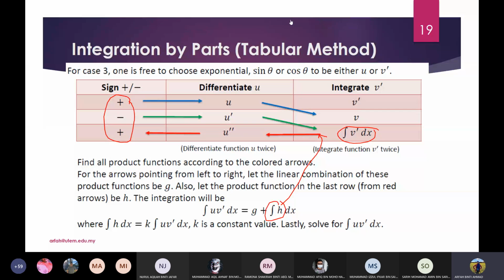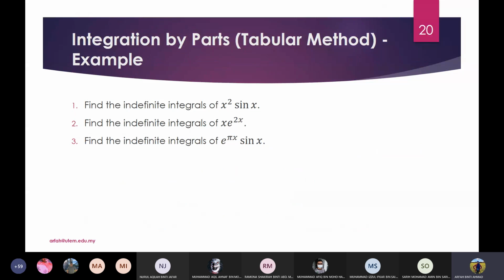So nanti kita tengok example, then only you will get a clear idea. Sebenarnya dia senang lah, much more senang daripada yang kita buat sebelum ni, yang guna formula. Okay. So let's take a look at this example. Find the indefinite integral of integration x squared sin x, the first one. Find the indefinite integral of x exponential of 2x, and find the indefinite integral of exponential pi x sin x. So let's try this example and give me some time for me to transfer to my iPad. Cuba buat dulu yang the first one.